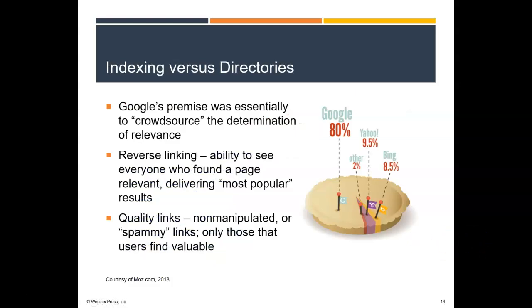Indexing versus directories. Google's premise was essentially to crowdsource the determination of relevance. Reverse linking: the ability to see everyone who found a page relevant, delivering the most popular results. Quality links: non-manipulated or spammy links, only those that users find valuable.